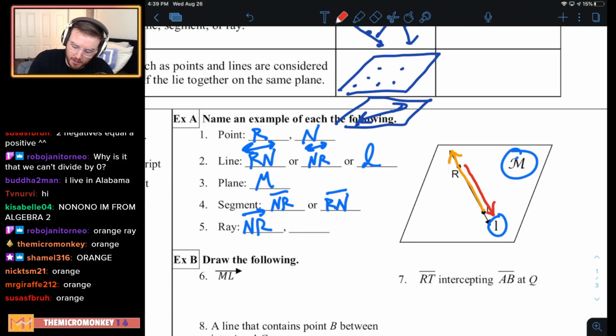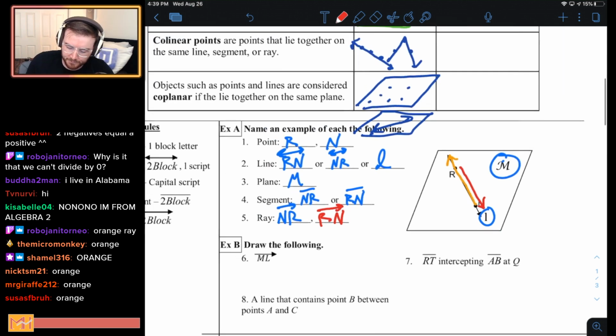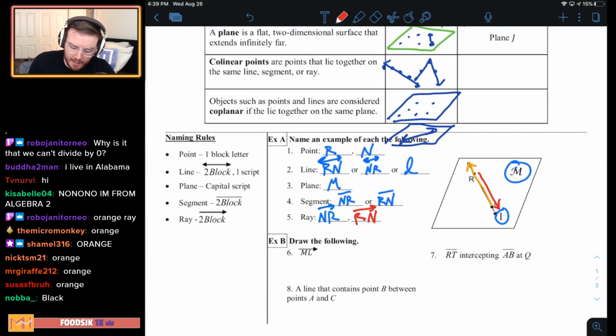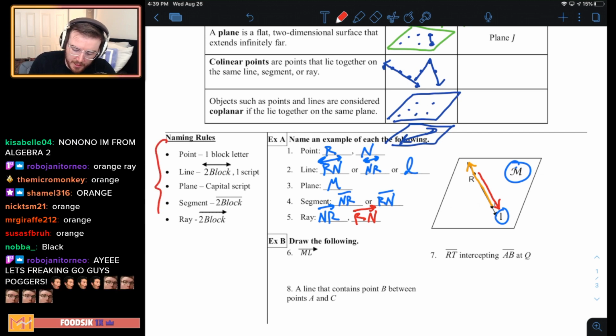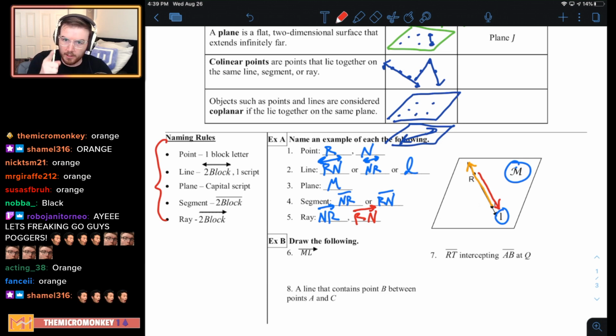That's ray NR. But when you start at point R and go towards point N, that's ray RN. And the naming rules are all over here. You really need to take these to heart and soak these in. A single letter represents a point. Two letters is either a line or a segment, depending on what's over the top of it. Two letters with a single arrow, that's a ray.